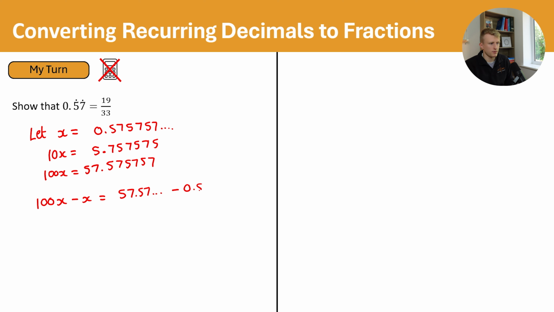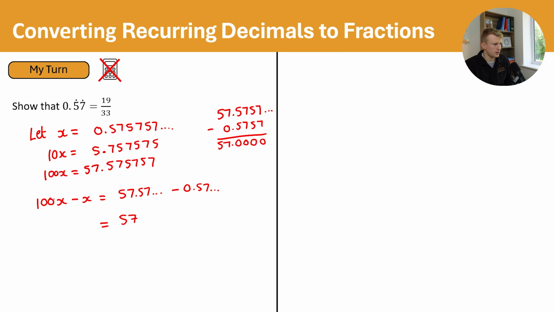subtract 0.57 recurring. Off to the side, I'll show what that column subtraction would look like. So here's my 100x, 57.5757, and I'll take away 0.5757. As you can see, the tails are now lined up. 7 subtract 7 is 0, 5 subtract 5 is 0, 57 subtract 0 is just 57. So that's what my right-hand side of this equation will be.